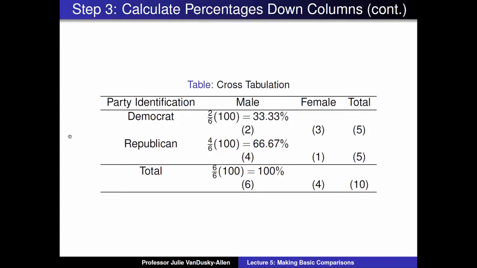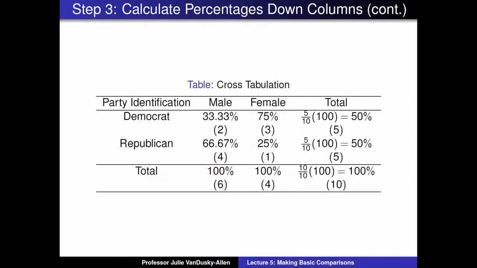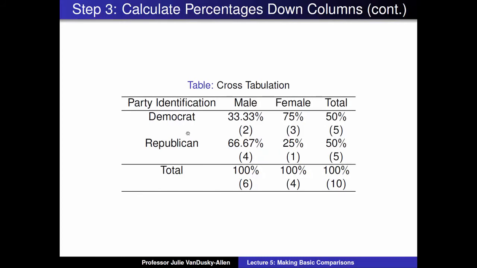So in this first example, the male Democrat cell would be 2 divided by 6 times 100, or 33.33%. The male Republican cell would be 4 divided by 6 times 100, or 66.67%. And then the last cell would be 6 divided by itself, 6 times 100, which equals 100%. You continue this process for the subsequent columns. And this is what your cross tabulation table should look like.